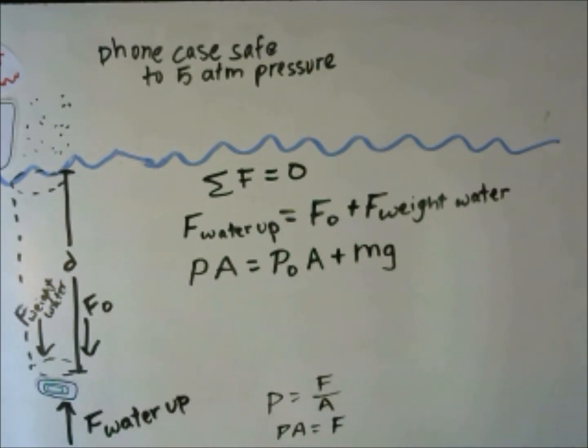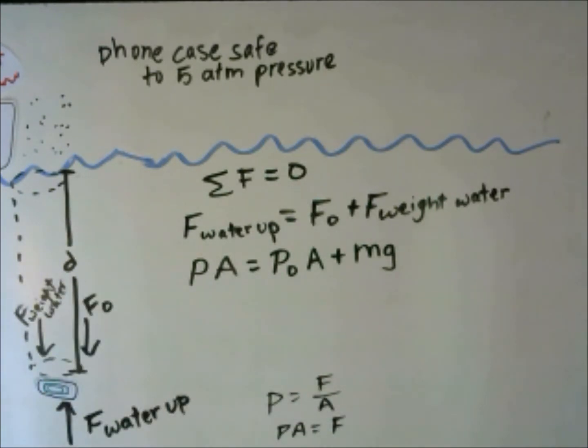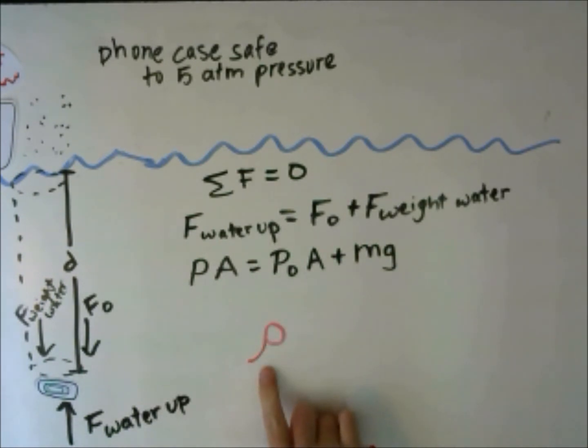We're going to simplify this a little bit more. We don't know the mass of the water, but we can use what we do know about water, which is its density. So I'm going to make a little review here of density. Density we write with the Greek letter rho.